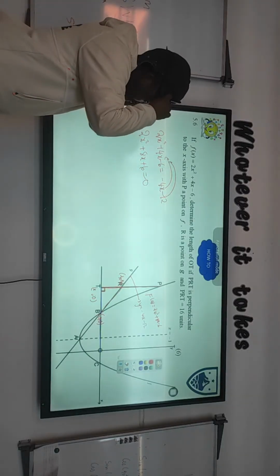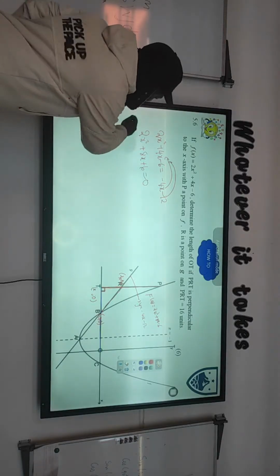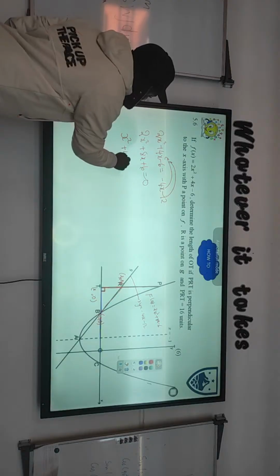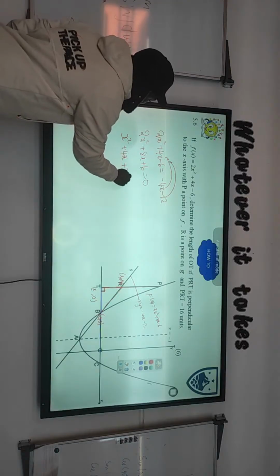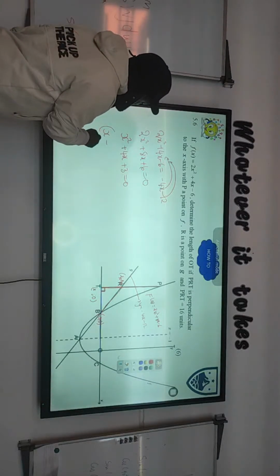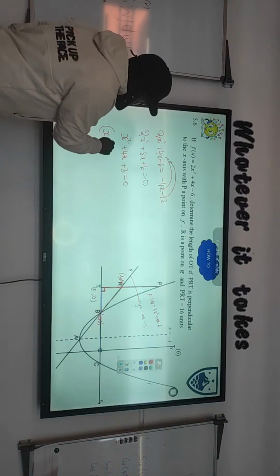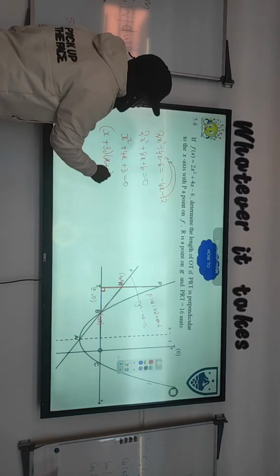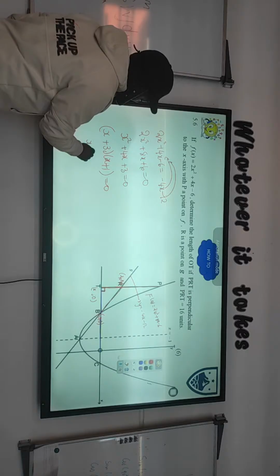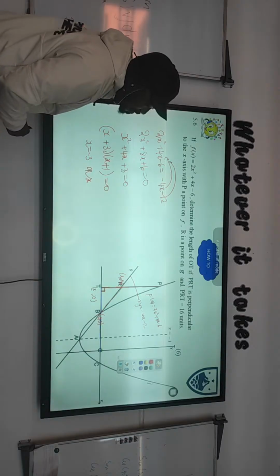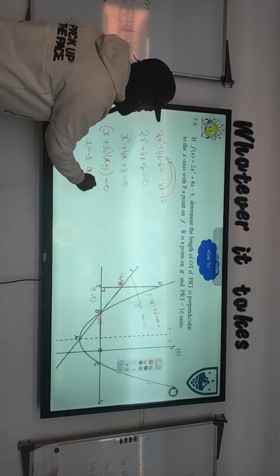Then this is equal to 0. And then we can divide everything by 2 there. I have x squared plus 4x plus 3 equals 0. So things become easy for me. I have (x plus 3)(x plus 1) equals 0. So your x equals negative 3, or your x equals, no, there's no point of intersection, your x equals negative 1.